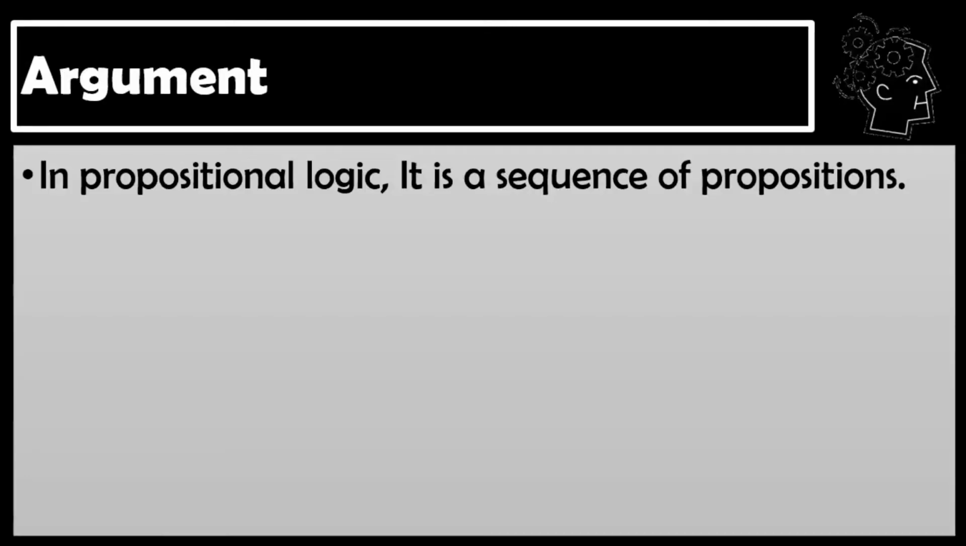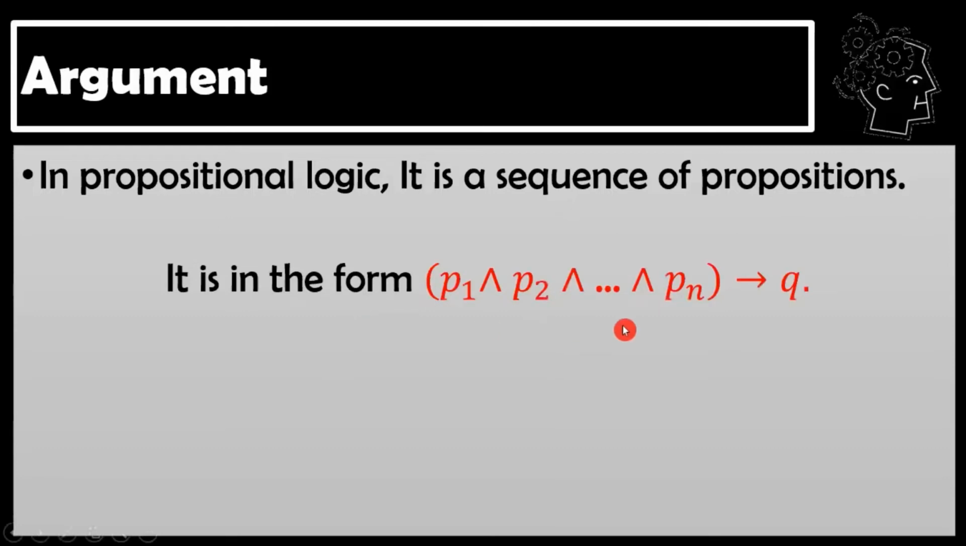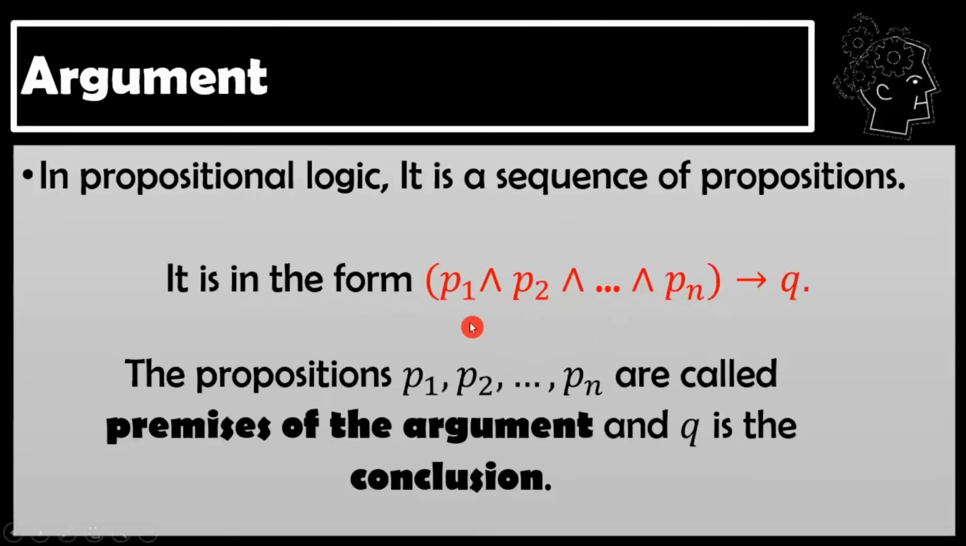So what is an argument? In propositional logic, it is a sequence of propositions. So it is in this form where the propositions P sub 1, P sub 2 to P sub n are called the premises of the argument and Q is the conclusion. A premise provides reason or support for your conclusion. There can be one or many premises in a single argument. And as observed, the premises are connected by this symbol for conjunction.